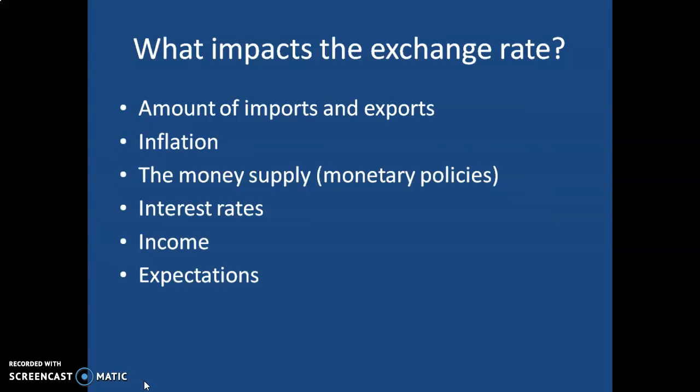And then finally, expectations. If I expect that the value of the dollar is going to decrease in the future, then I might choose to go ahead and exchange my dollars for other currencies now. Okay, so the expectation of a depreciation is actually going to cause the depreciation to happen sooner as big institutional investors start dumping their dollars in the expectation that dollars are going to go down in value, and they start buying euros or yen or some other currency instead. And as they do that, that will then force the value of the dollar down.